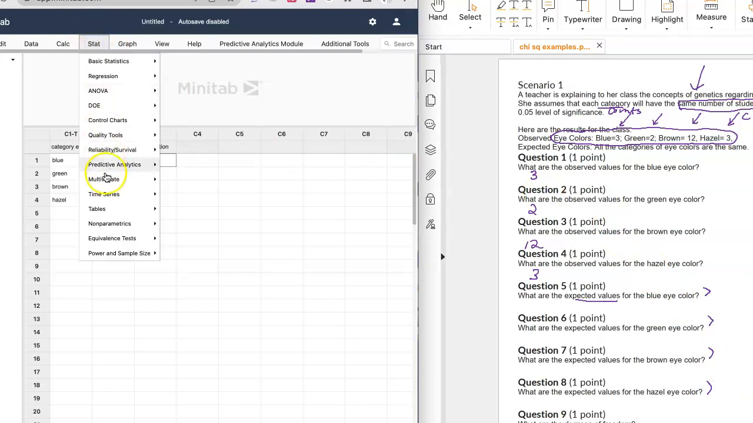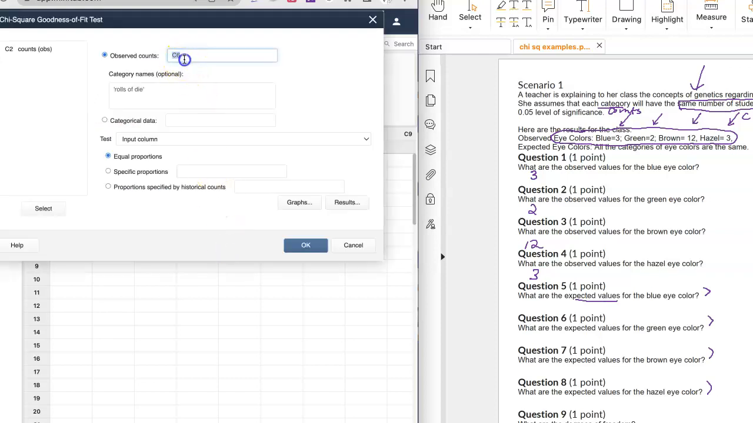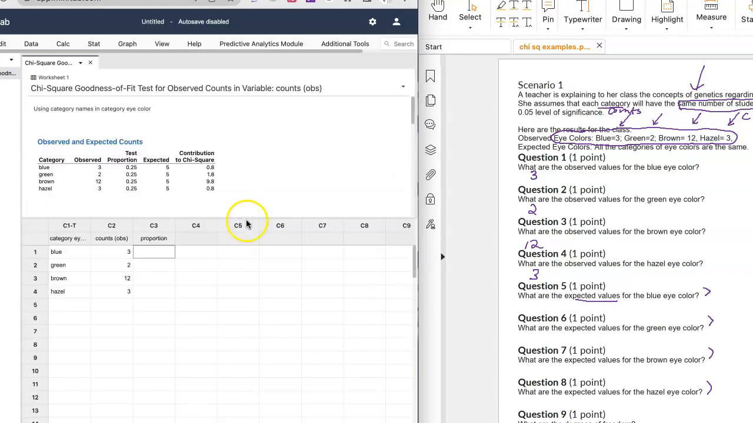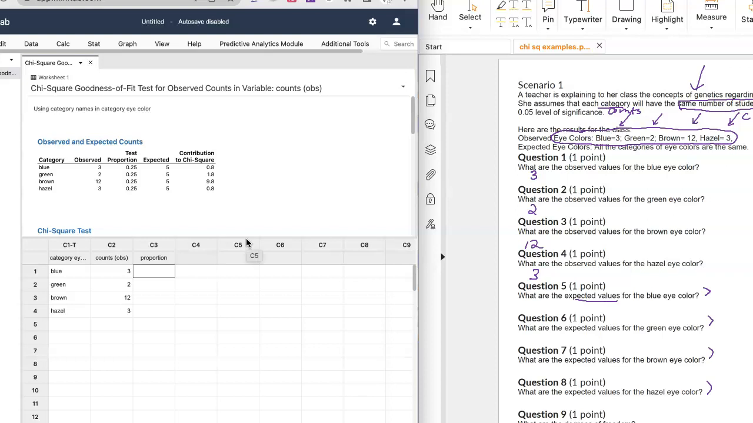You go Stat, go down to Tables, and we're running a chi-squared goodness of fit test. The observed counts are in column 2. The category names are in column C1, and we want equal proportions. So if this isn't already on equal proportions, click that, and then that's everything we need. So in this one, we really just need the 2 things, because the third column would be proportions, and those are equal. So click OK and pull this down so we can see what we got here. And this is what we have. Now we can see the observed count for the blue eyes is 3, and the expected is 5. They're all expected to have 5 because there are 20 total. And if they're all going to be the same, then it would be 5, 5, 5, and 5.